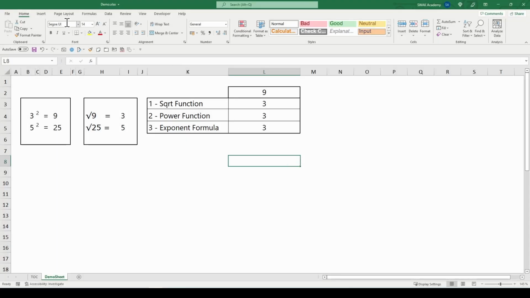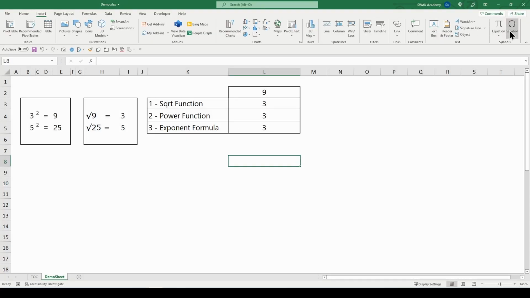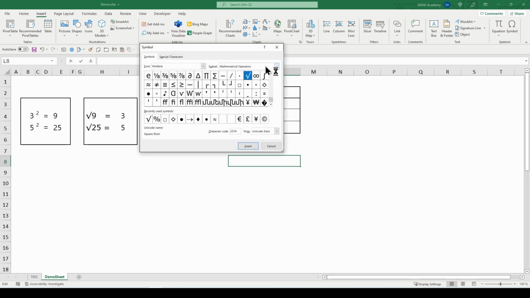To add a square root symbol, go to Insert, Symbol, choose Mathematical Equations, select and add the square root.